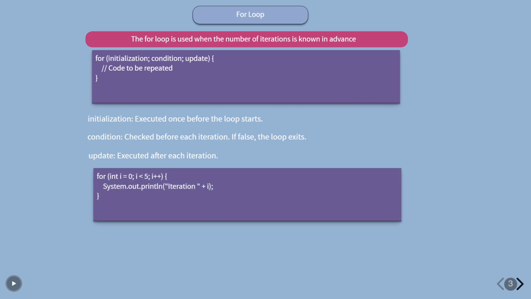In this example, initialization sets the value of i to 0. Condition i less than 5 is checked before each iteration. And update to increment i is executed after each iteration.